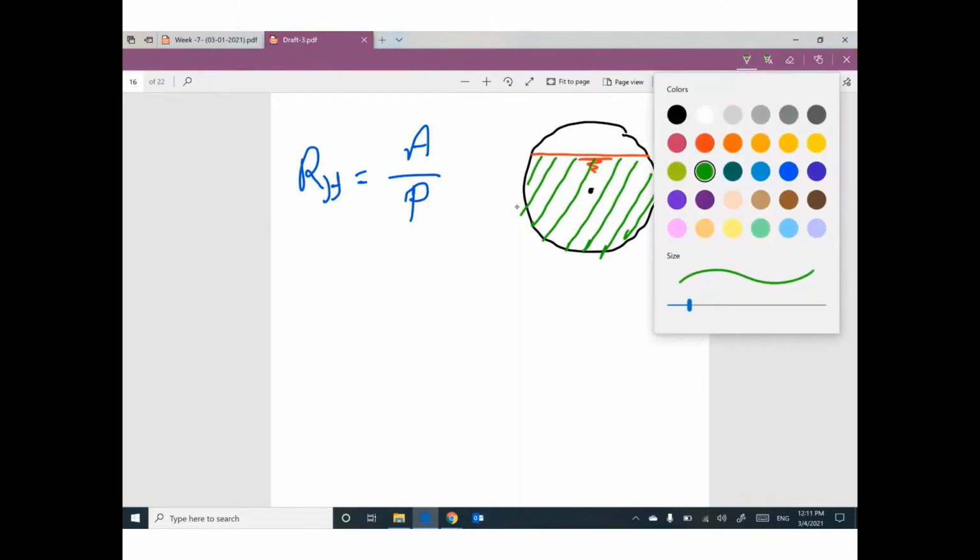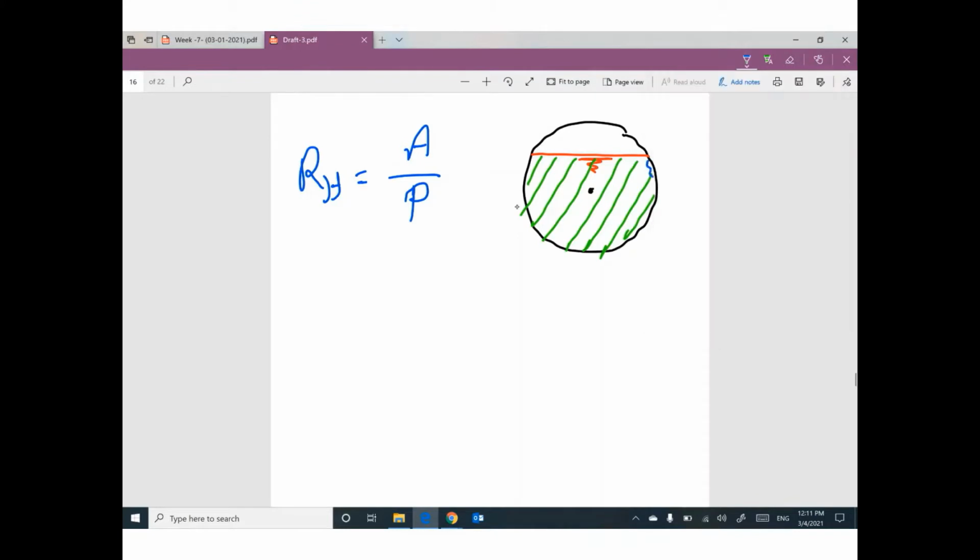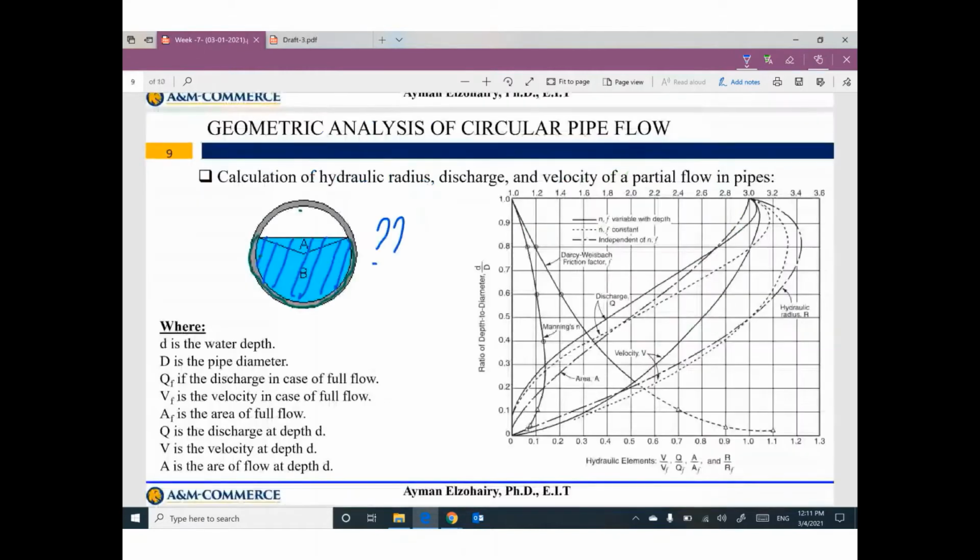Also, the wetted perimeter. I don't know what the length of this wetted perimeter is. It's not a half circle. It's not a full circle. Something in between. So, we have a new technique using this chart. Let's start an example.